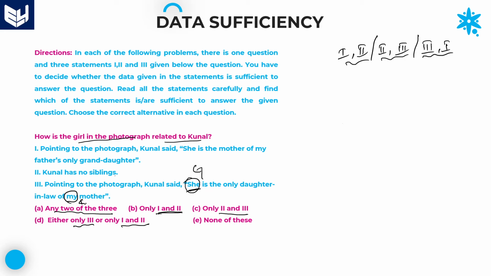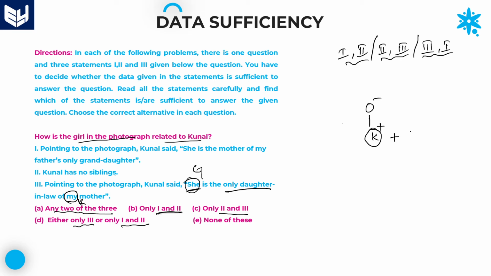My indicates Kunal. So always we will start with my. Kunal's mother, this person. We don't know the gender as of now. We should not fix the gender by using names. Even though Kunal is a male name, you should not fix the gender of Kunal by using the name. Kunal's mother. After that, for this mother, only daughter-in-law. Only daughter-in-law itself indicates that Kunal is male.